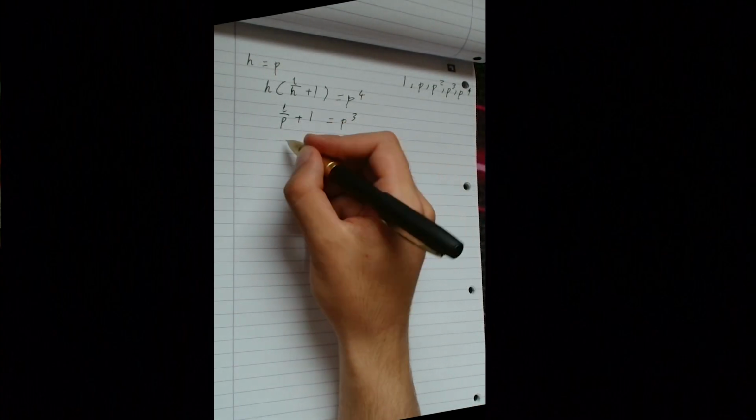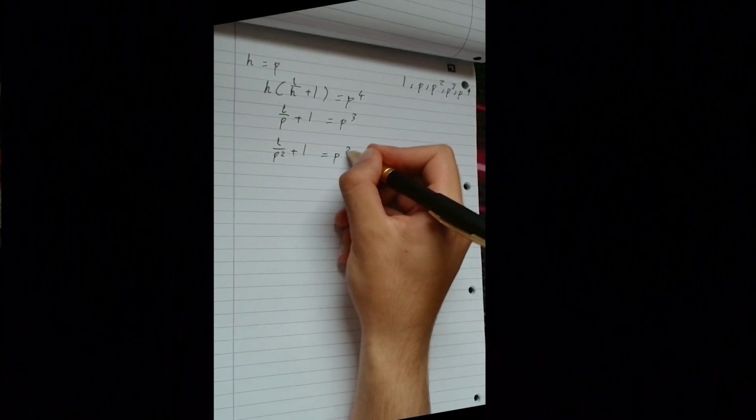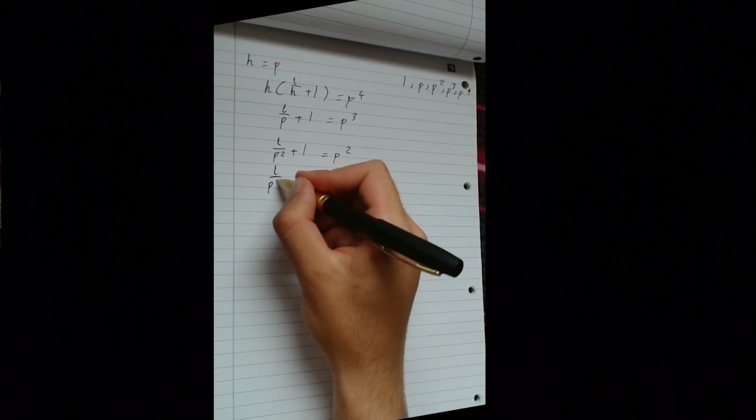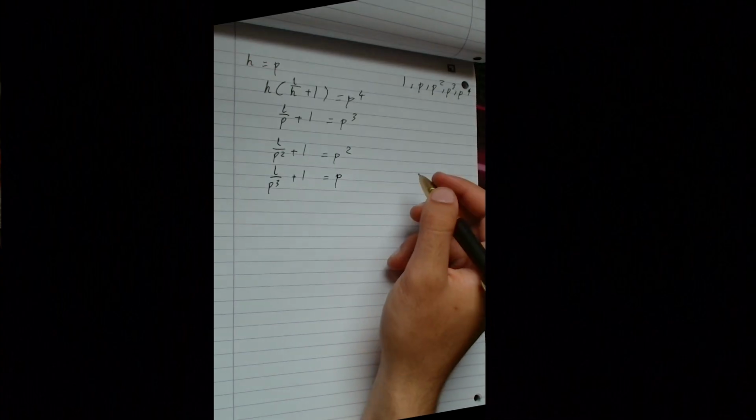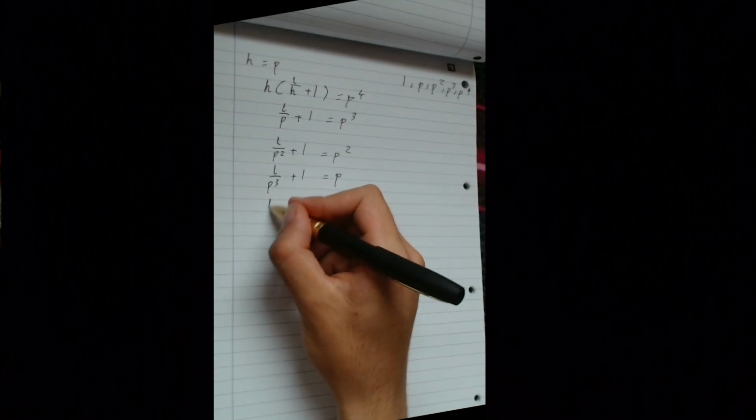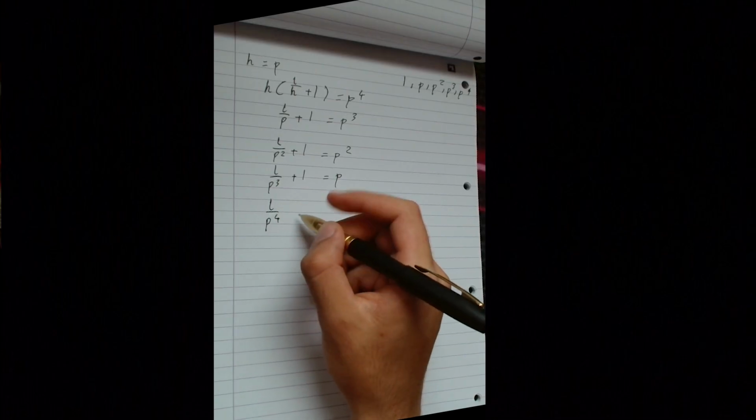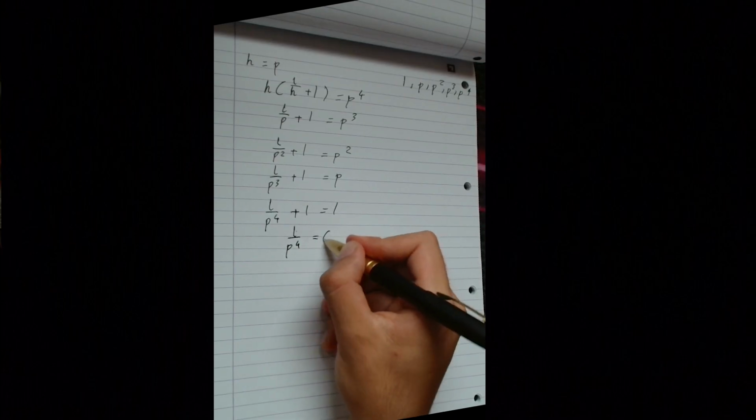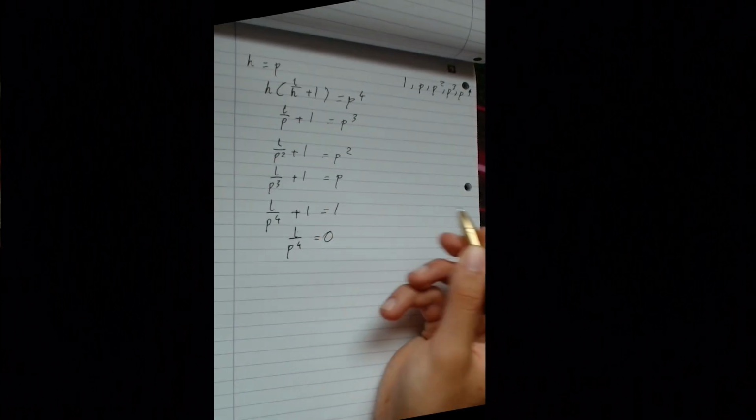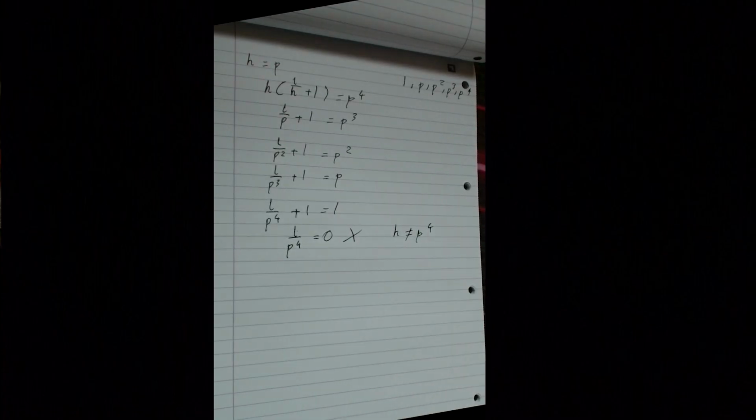And, you know, we can keep working on this. It's not all too bad. We get L over P squared plus 1 equals P squared. And then we get L over P cubed plus 1 equals P. The final thing I want to say: if we have H equals P to the 4, then we end up with L over P to the 4 plus 1 equals 1, which leads to this statement, which is invalid. So we know that H cannot equal P to the 4.